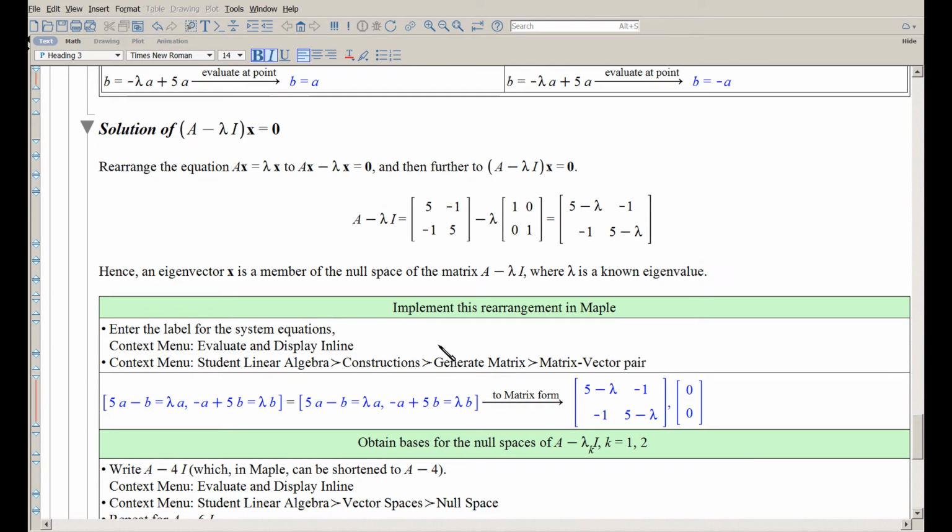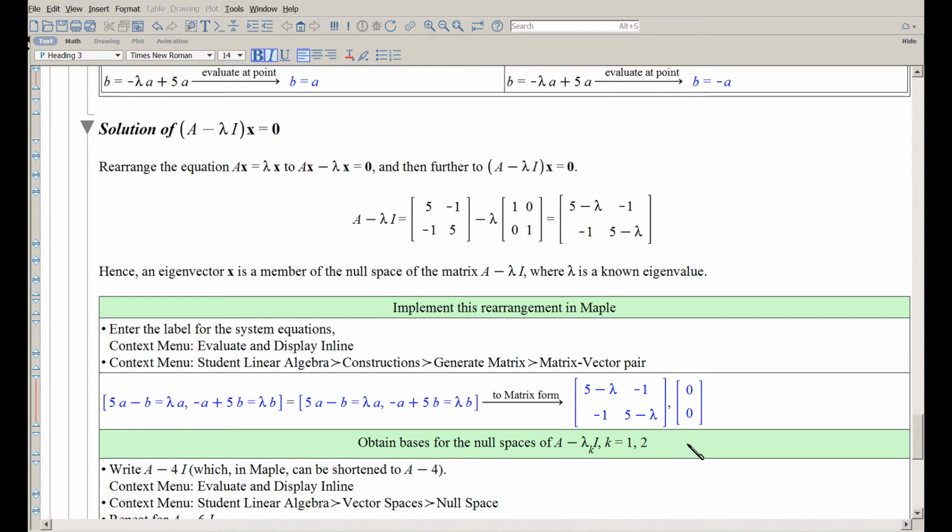Can we get to that in Maple? Can we see that in Maple? So here's that set of equations. You can use the context menu to put this into matrix vector form, and the matrix vector form of this set of equations is this matrix and the 0 vector.